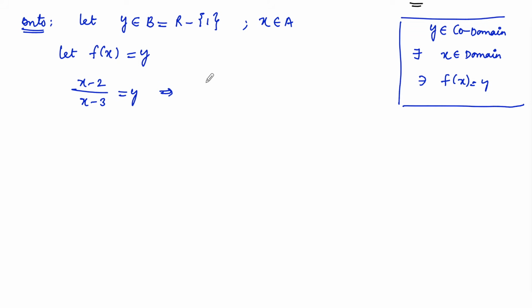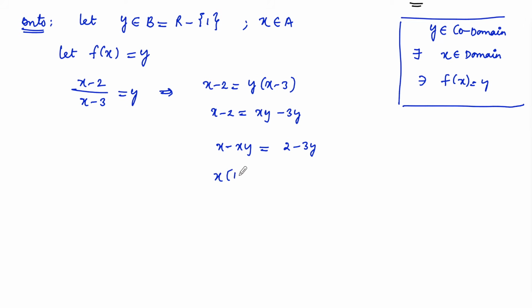On cross multiplication, we have x minus 2 is equal to y times (x minus 3), or we can write x minus 2 is equal to xy minus 3y, or x minus xy is equal to 2 minus 3y, or we can take x common and write x times (1 minus y) is equal to 2 minus 3y, or x is equal to (2 minus 3y) upon (1 minus y).